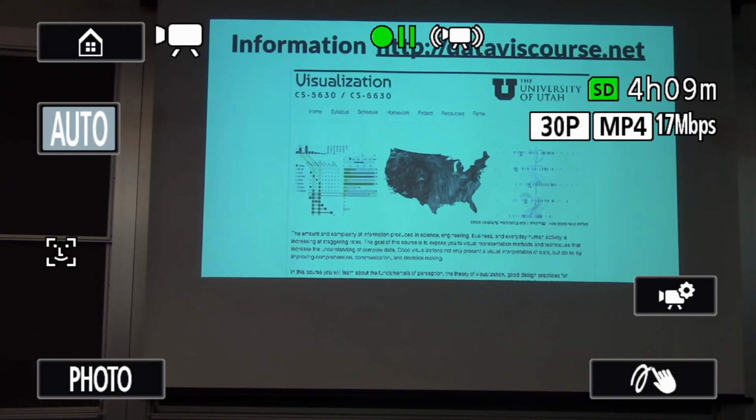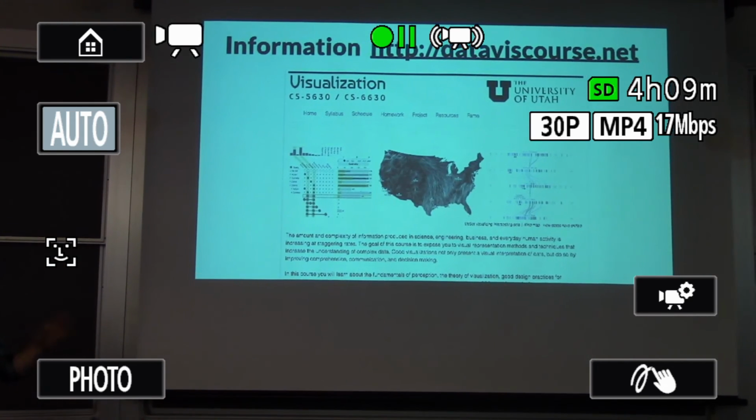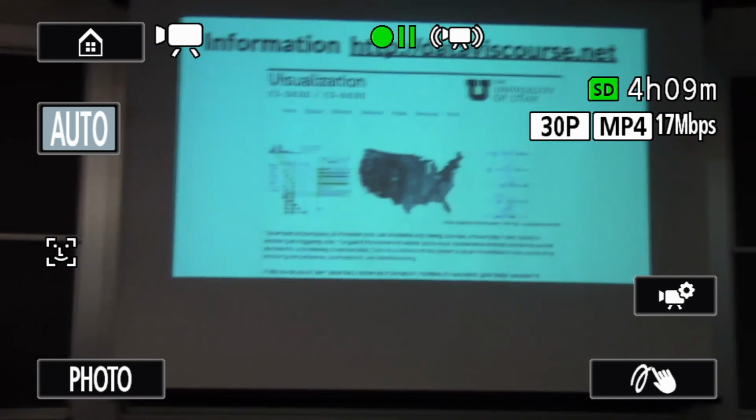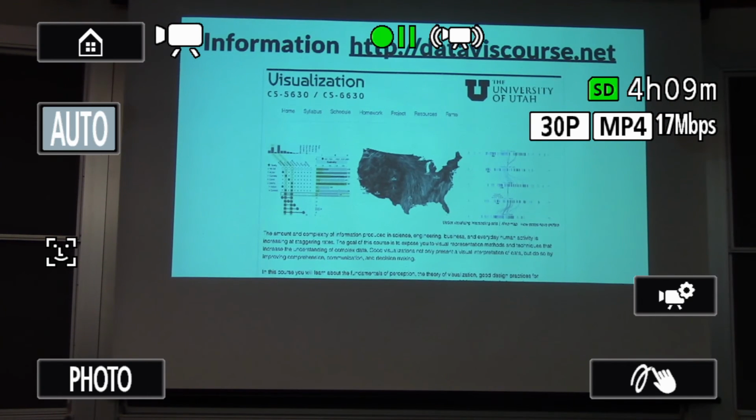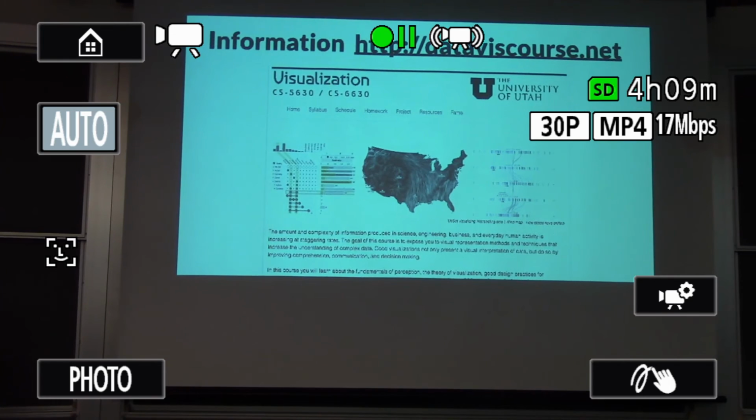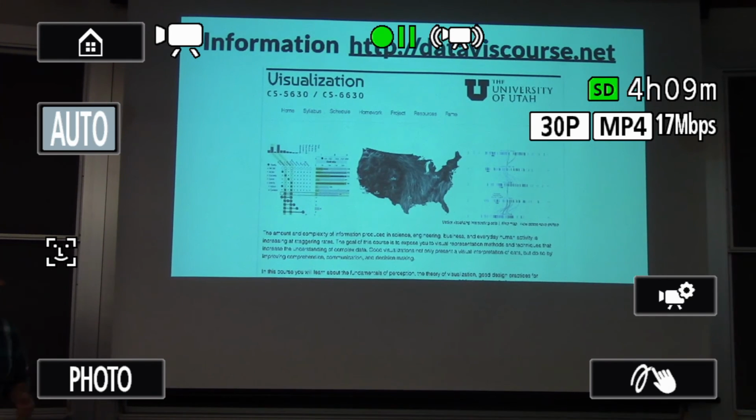So your most important source of information for anything about this class is the website, datawizcourse.net. You have the homepage, the syllabus, the schedule, and information about the homework, project, and so on. Some of the things are still in flux, especially the schedule and the homeworks, but other things like the syllabus are pretty solid. So if you find any mistakes, please let me know. But generally, this should be your primary point of contact.